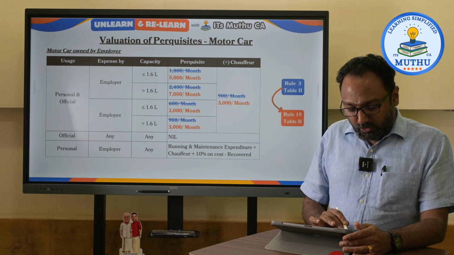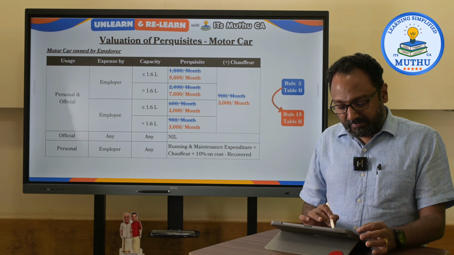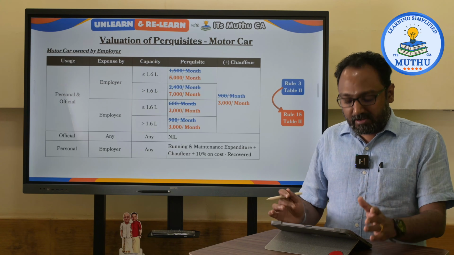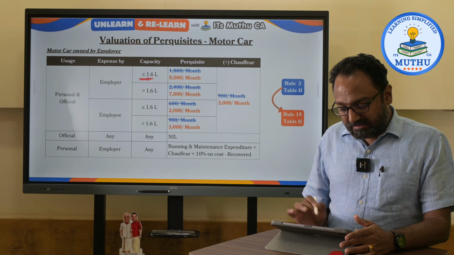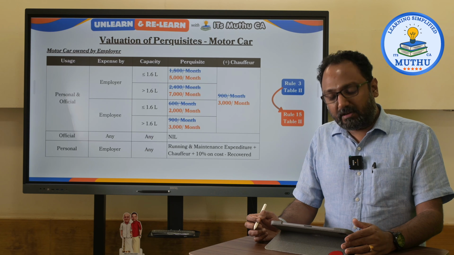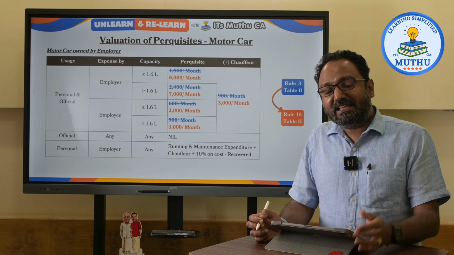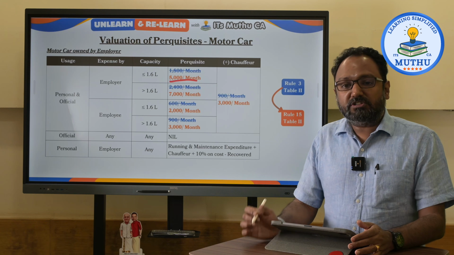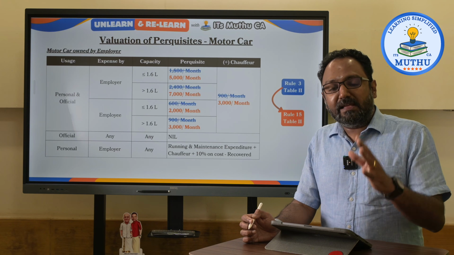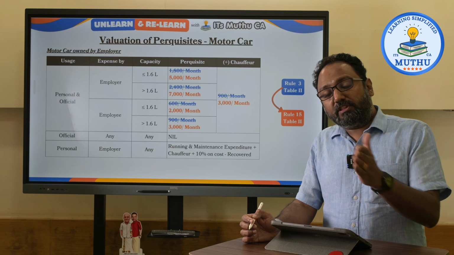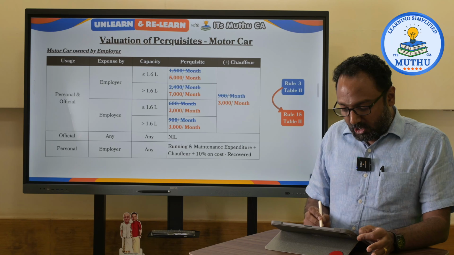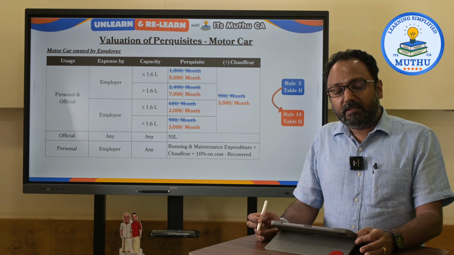So if you are using a car for personal and official use, and the employer is spending for the car, and the car's capacity is not more than 1.6 liters, earlier it was 1,800 per month. Now it is 5,000 per month. So there is a big leap again. If it is more than 1.6 liter, earlier it was 2,400 per month. Now it is 7,000 per month.